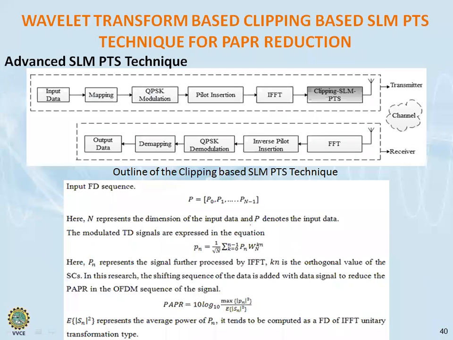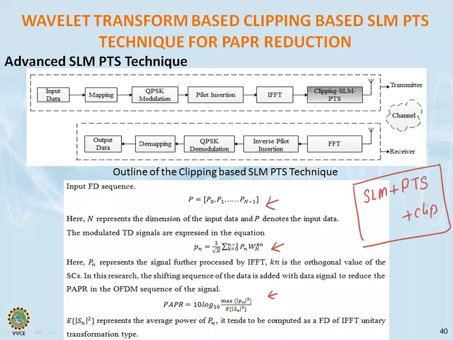Now, this is the mathematical modeling. We need to go for mathematical modeling of SLM, that is selective mapping, along with partial transmission sequencing and clipping. Therefore, we are going to combine all these techniques. Partial transmission sequence is a different technique, clipping is a different technique, and selective mapping is a different technique, and we are going to combine all these three. Therefore, we are able to minimize the power dissipation.